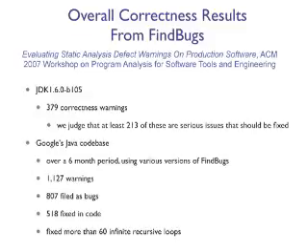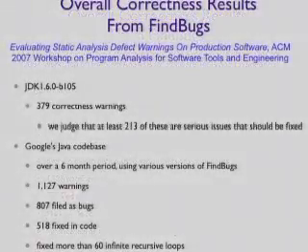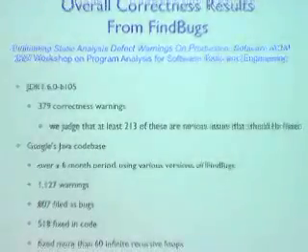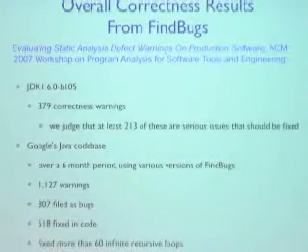Let's see some overall results. For Sun's JDK, I forget how many million lines of code this is, but we found 179 correctness warnings, and we found at least 213 of those are serious issues that should be fixed.